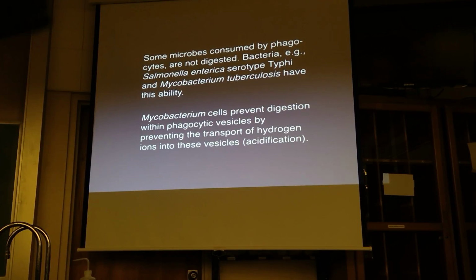And what they found out was that the mycobacteria somehow prevent the transport of hydrogen protons into the phagosomes. If you can't acidify the phagosomes, then the digestive enzymes don't work. It's kind of like digestion in the stomach. You have to have that acid environment in order for digestion to take place. So these guys can just live inside the phagocytes. And this is very problematic because the phagocytes travel and move around the body, and they take those bacteria with them. Sometimes they fuse, and they can carry them around.